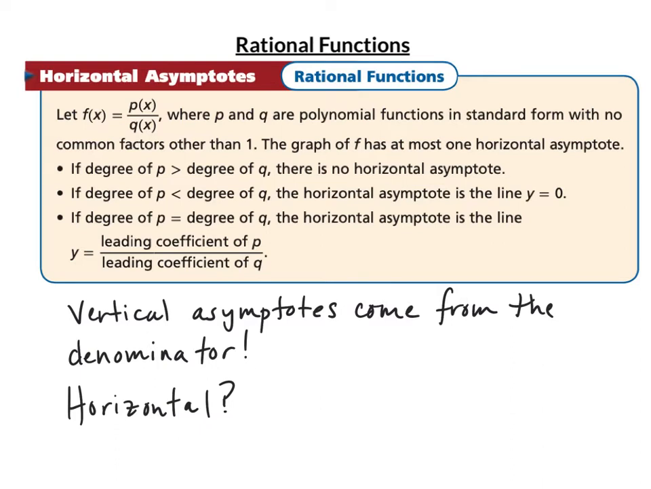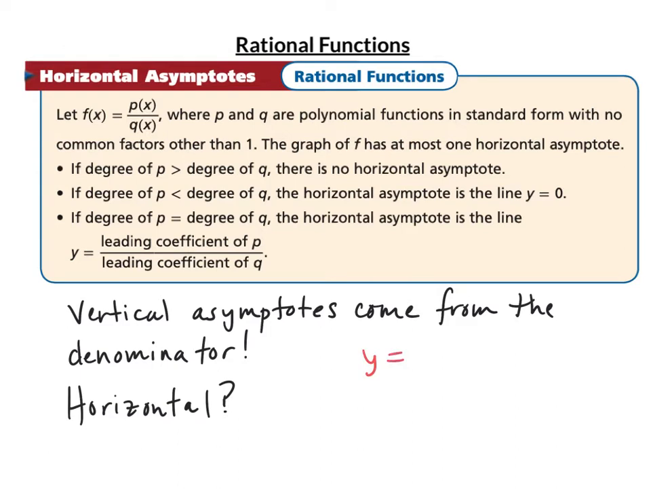It turns out if the degree of the top function is greater than the degree of the bottom function, there's no horizontal asymptote. If the degree of the top function is less than the degree of the bottom function, the horizontal asymptote is always the line y equals 0. If the degrees of the two functions are equal, then the horizontal asymptote is the line y equals the leading coefficient of the p function divided by the leading coefficient of the q function.